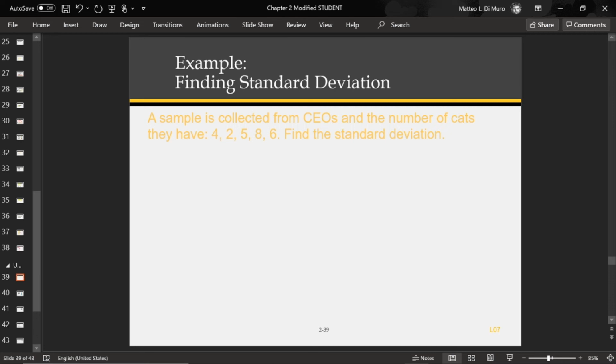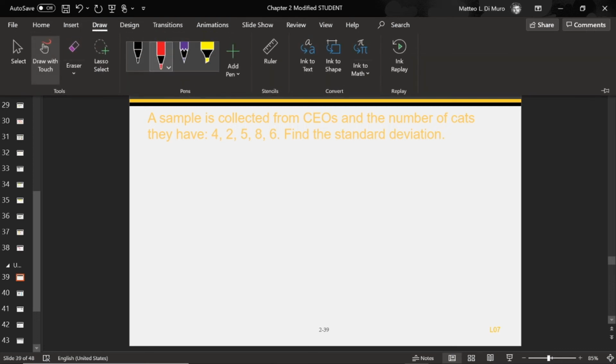So a sample is collected from CEOs and the number of cats they have. Weird. 4, 2, 5, 8, 6. Find the standard deviation. Well, it doesn't get any easier than this. I'm not saying it's easy, but this is about as easy and straightforward as a question like this can get.